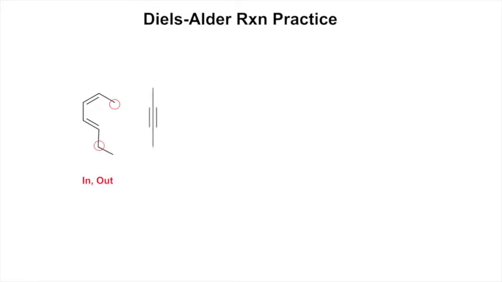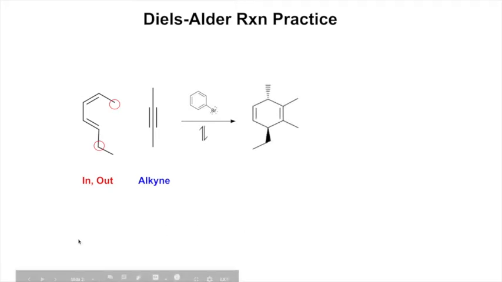Outside. So now I'm going to use a dienophile that's an alkyne. So there's no inside, outside, no cis, trans. You wouldn't say inside, outside, you'd say cis, trans, but then there isn't any. And then I've got bromobenzene. That's a good high boiling point solvent. Reflux it. And because these are inside, outside, I'll get them trans like that.